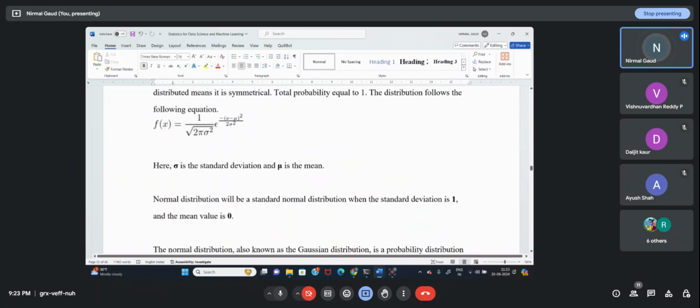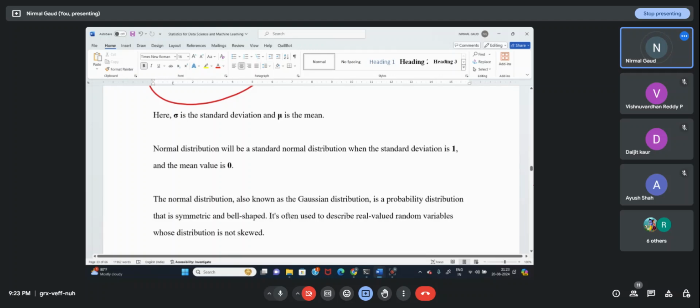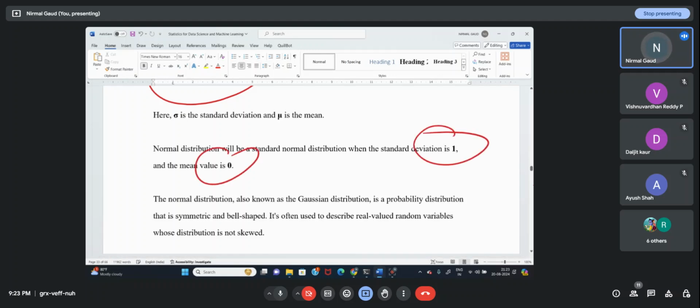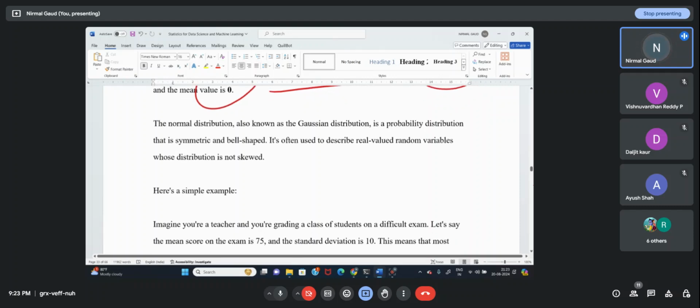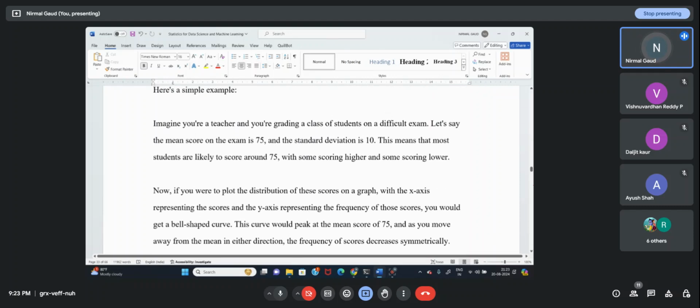Okay, fine. This is the formula I have written multiple times. Standard deviation 1, mean 0. This is the standard normal distribution. Okay, fine. So here it is.